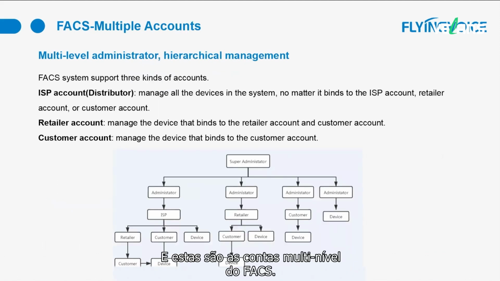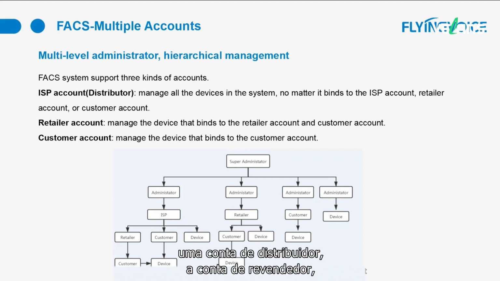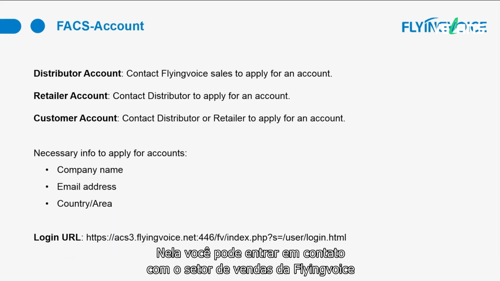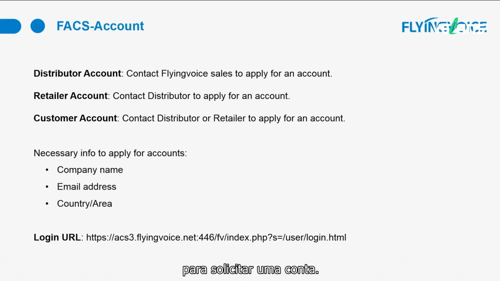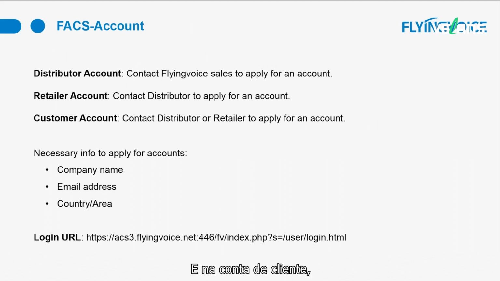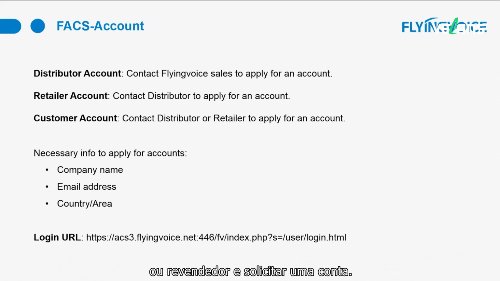And these are FSS multiple accounts. The FSS system supports 3 kinds of accounts: the ISP account, which means distributor or retailer account, and customer account. For a distributor account, you can contact Flyingvoice sales to apply for an account. For a retailer account, you can contact the distributor to apply. And for a customer account, you can contact the distributor or retailer to apply for it.